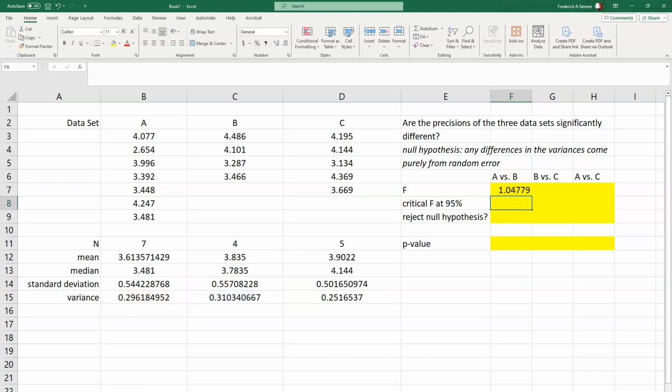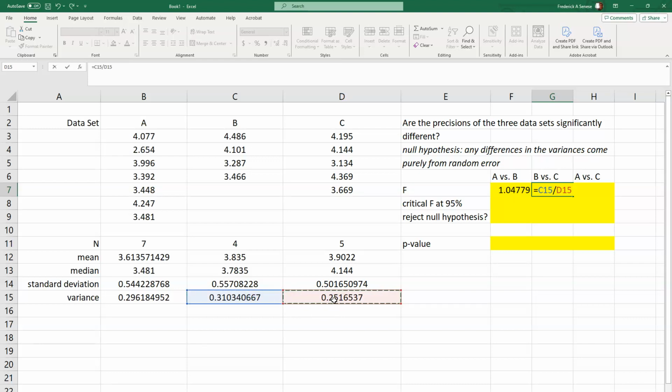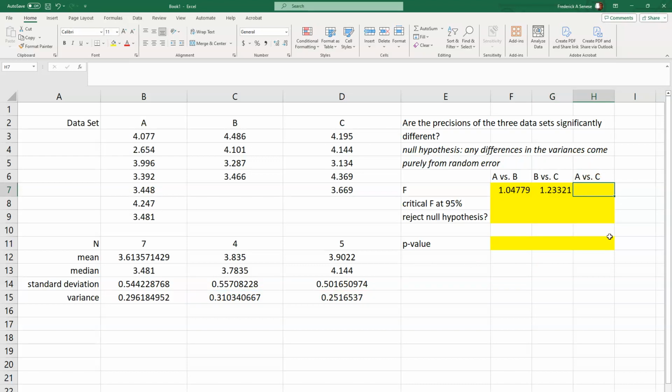Now I can't just drag that cell over because I have to make that decision manually each time. For B versus C, if I look at the variances, it looks like B again is the bigger variance. So I'm going to put B on top. And there's my F statistic there. Now let's do A versus C. If I look at the variances here, A has the bigger variance of the two, so I'm going to put variance A on top. So those are my three F values.